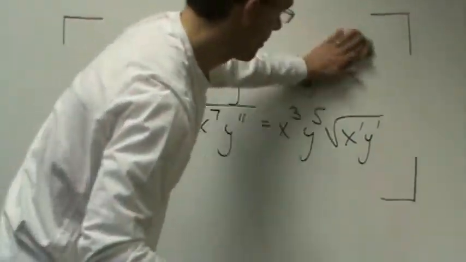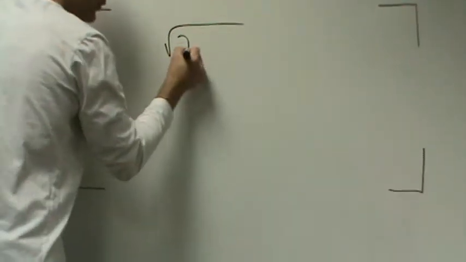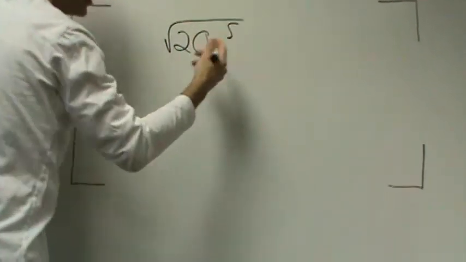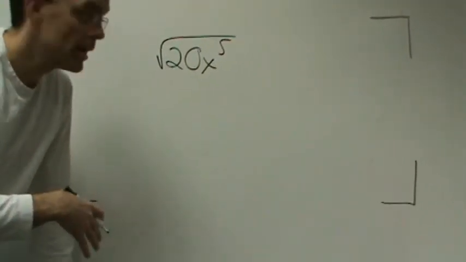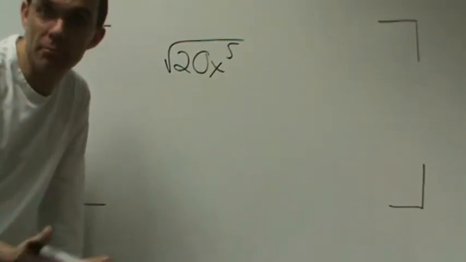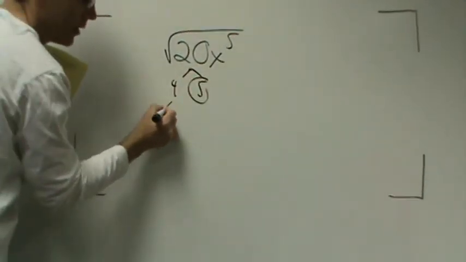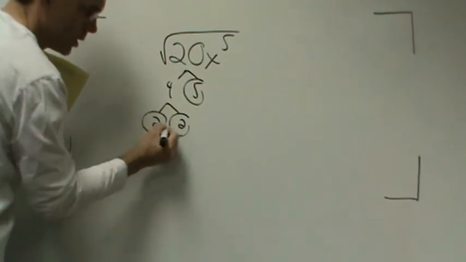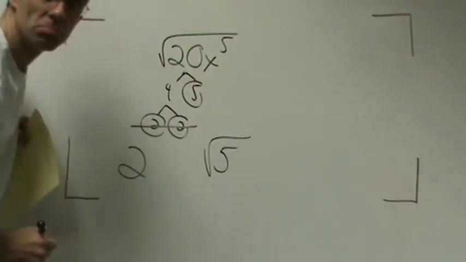If they throw numbers in there as well, like 20x to the 5th, just do them each separately. Do the 20 like we did on Friday, and do the x to the 5th like we did here today. So 20, factor tree, 4 and 5. 4 is 2 and 2. I have a pair of 2's, and I leave a 5 on the inside.